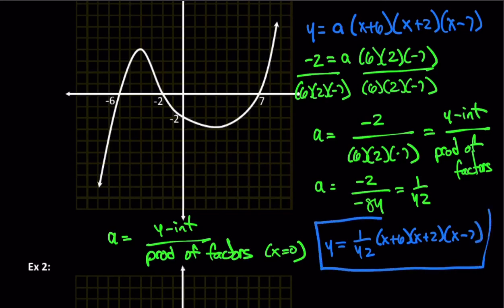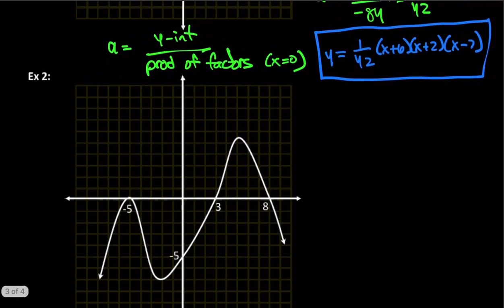Now this is calculator inactive, but if you're doing homework, you can actually put this into y1, and you will see the roots indeed are -6, -2, and 7, and your y-intercept is -2. All right, let's start going a little bit quicker now.